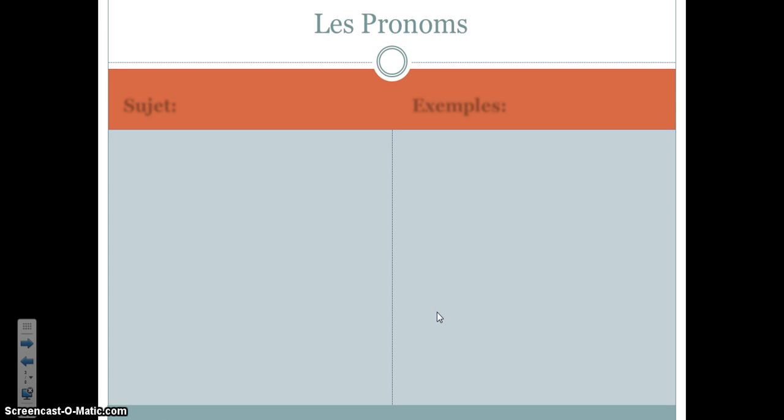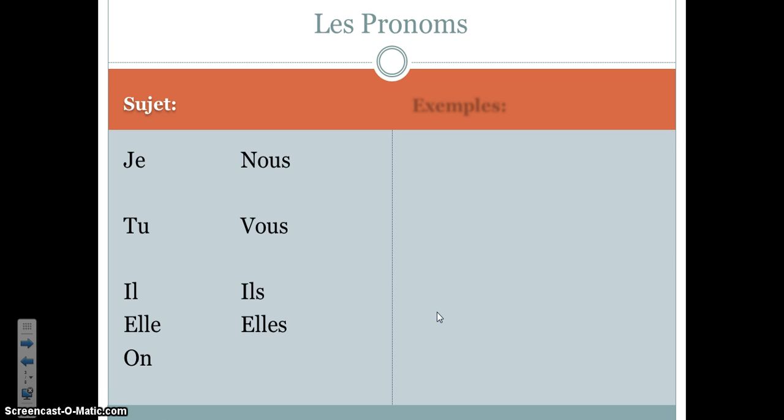We need to review as well, because you know it, you just don't always have a name for it: what are our 9 subject pronouns in French? You can hit pause and see if you can write them down without me showing them to you. Remember, the subject is what does the action. So what are the 9 words that do the actions in French? Je, tu, il, elle, on, nous, vous, ils, elles. Remember that these are called subject pronouns, because they do the action and they replace the nouns.